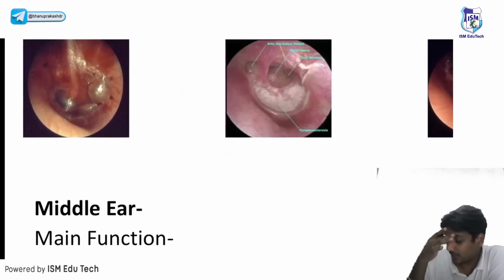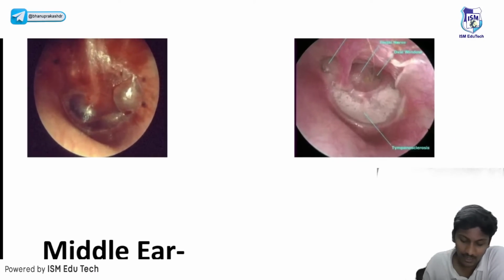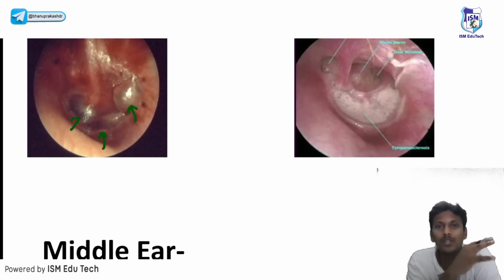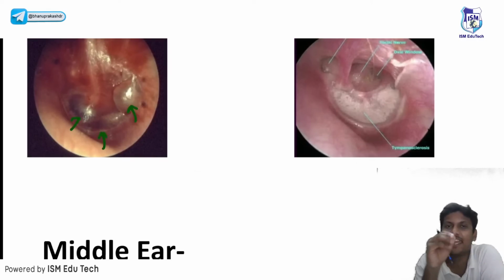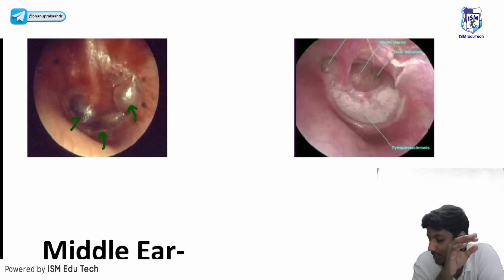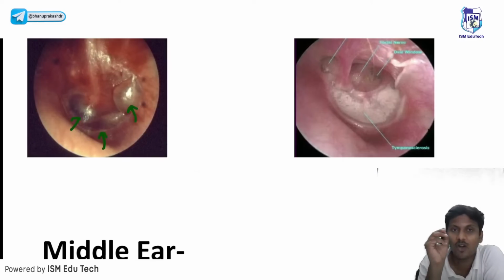Next are these important conditions. What is seen over here, as you can see, are some blebs which are formed over the tympanic membrane. These blebs are nothing but bullae, you can call them. These are air-filled blebs, balloons, which are formed over the tympanic membrane. Please remember that. These are not bubbles present behind the tympanic membrane, because there's an important thing which we will differentiate it from. We will talk about it later.